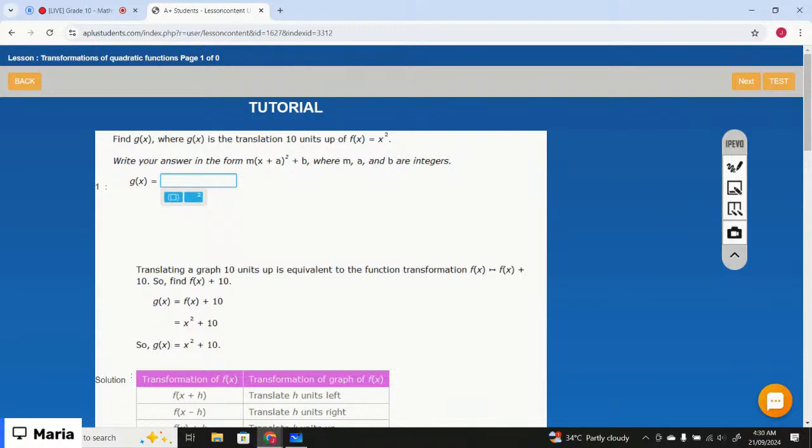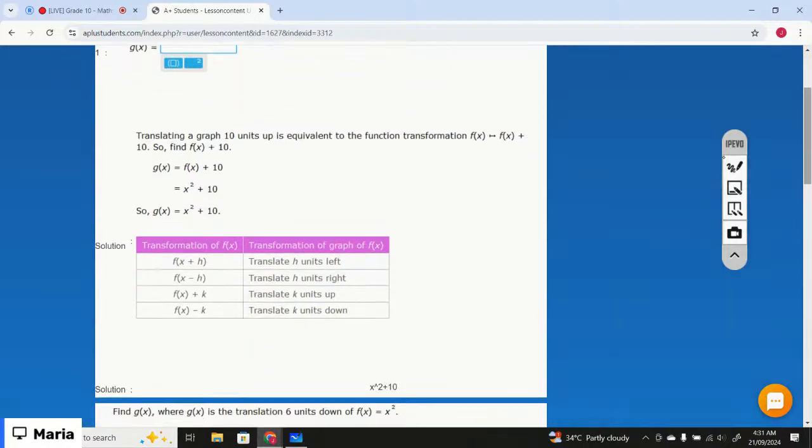Find g of x where g of x is the translation 10 units up of f of x equals x squared. So translating a graph 10 units up is equivalent to the function's transformation f of x plus 10, right? So find f of x plus 10. g of x equals x squared, so that equals x squared plus 10.